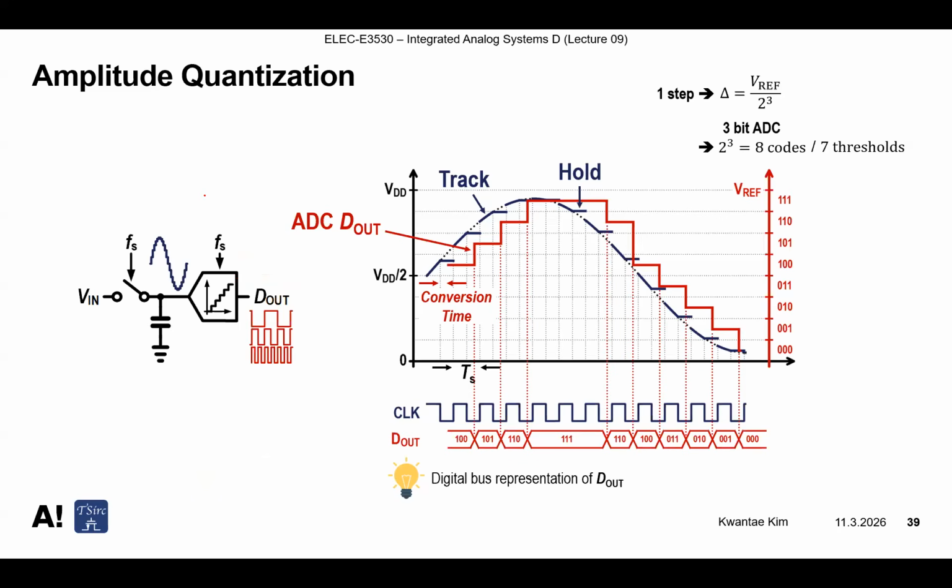And when we represent the ADC output codes in terms of digital bus, you probably have seen this kind of waveform when you ran the digital microelectronics course Verilog simulation. Then you probably have seen this 100, 101 here, 100, 101, and 110 and 111, and so on and so forth. So this is a digital bus representation of D out.